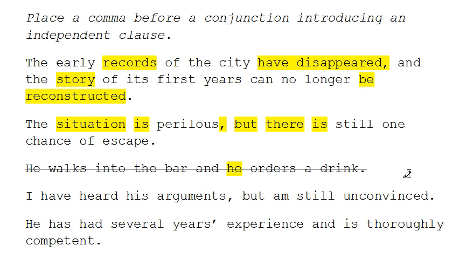Two examples are below. I have heard his comments, but am still unconvinced. In other words, we could put the subject I, but we're going to consider that redundant and drop it. He has had several years' experience and is thoroughly competent. In other words, we could put the word he there, but we would need to add a comma. According to the rule, place a comma before a conjunction introducing an independent clause.